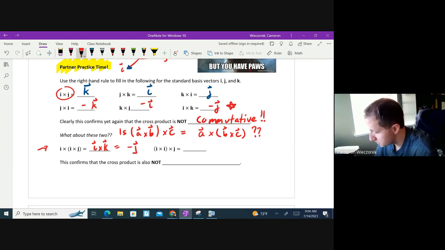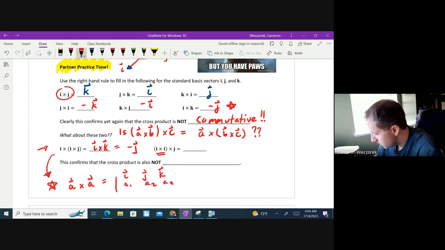Well, what if I put the parentheses around the I's instead of the I and the J? I cross I, fun fact, and you can use one of the rules on the first page to confirm this. If I take any vector and I cross it with itself, when I set up the determinant, I'm going to have 2 identical rows in that matrix. Well, look back. I think it was piece of advice number 2 from the first page. If you have 2 rows that are the same, the determinant will always be 0. Notice this is the 0 vector.